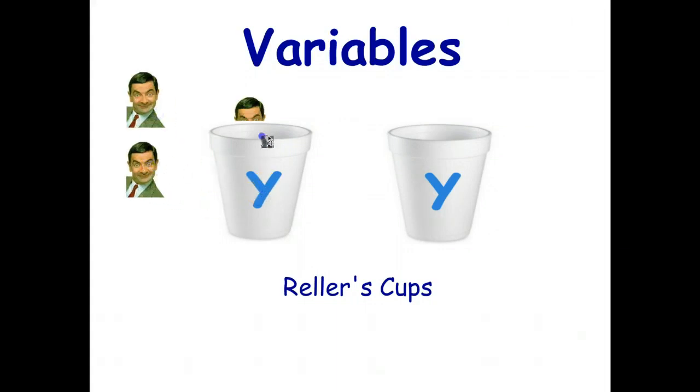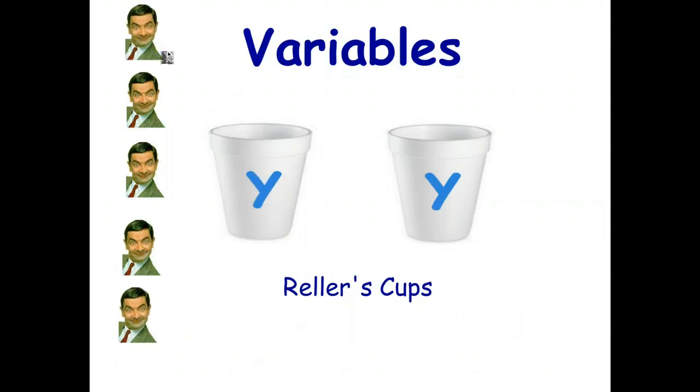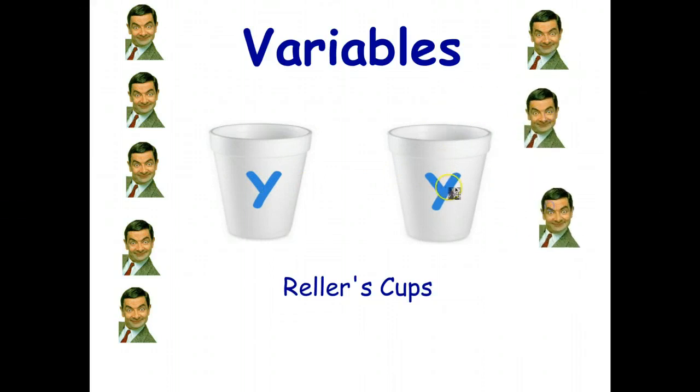So I'll take the beans out. Oh, I should take them out of the top of the cup. It looks more practical. And it turns out in that particular cup, there are 5 beans. So for this particular cup, y equals 5. Let's have a look at Reller's second cup. And in that cup, y is also 5.